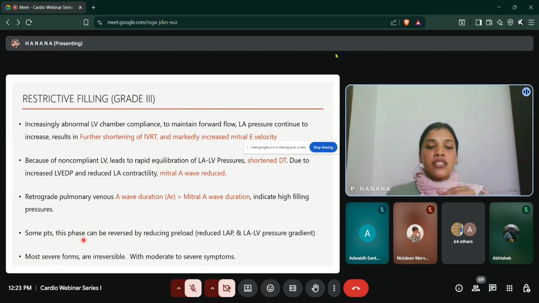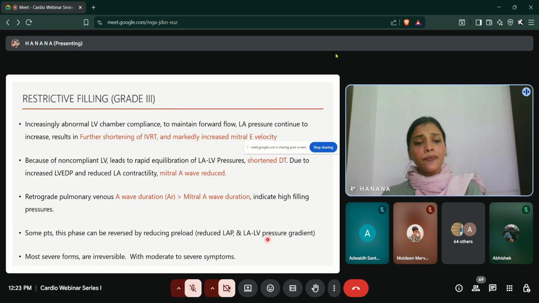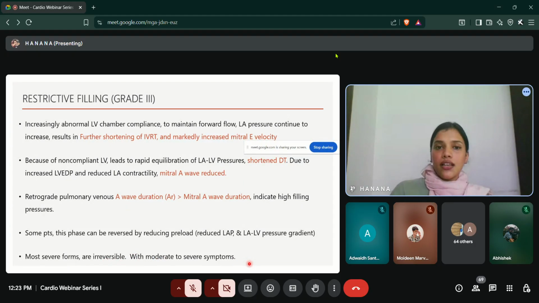So in some patients, this can be reversed by reducing the left atrial pressure and the left atrial and ventricular pressure gradient. But in some cases, they are not reversible, which cannot be reversed by any kind of treatment. They will be having moderate to severe symptoms. So that's all the stages of diastolic dysfunction.